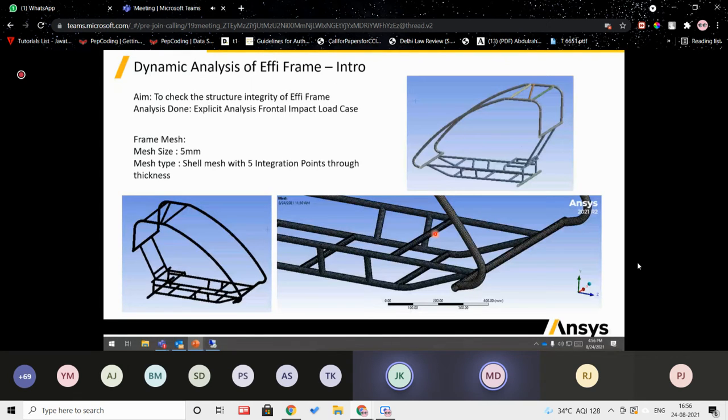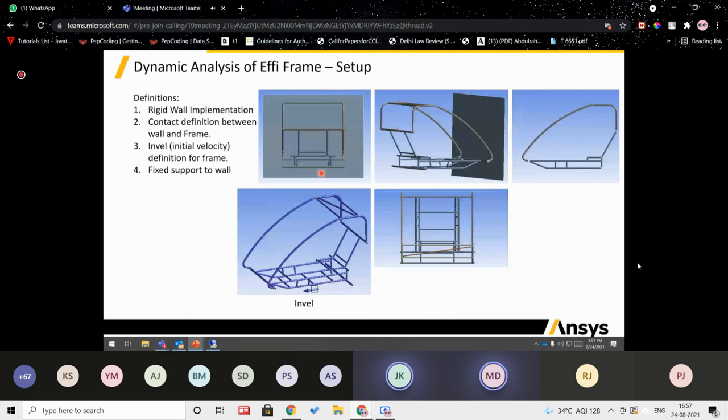Now I'll jump into the dynamic analysis of your frame. First of all, I'll give some intro: we have to check the structural integrity of your FE frame, and the analysis done here is explicit analysis, on a frontal load case. The frame meshing was done at 5 mm, and we have used shell mesh with 5 integration points throughout its thickness. When I say 5 integration points, in an upcoming slide I will explain the benefit of these 5 integration points. Okay, so now this is the setup.